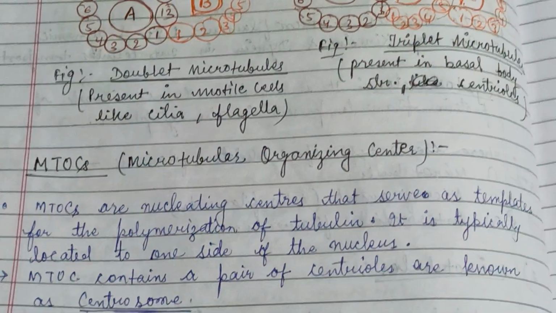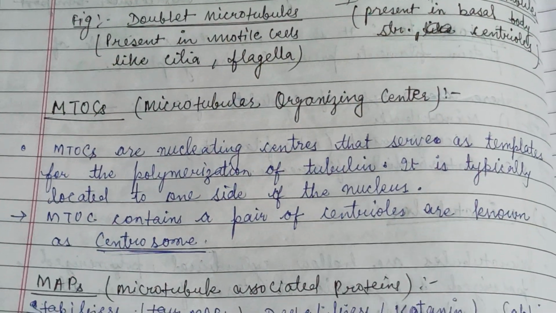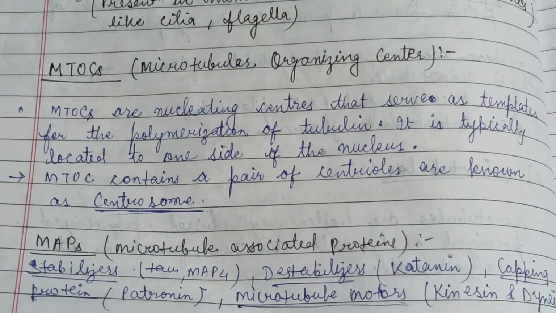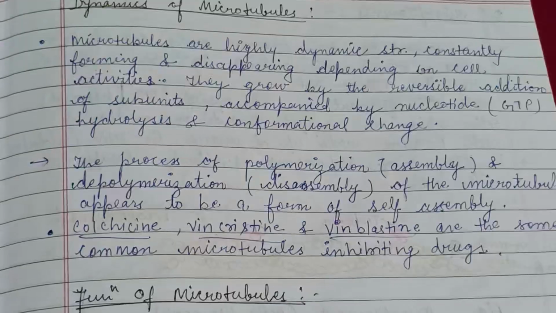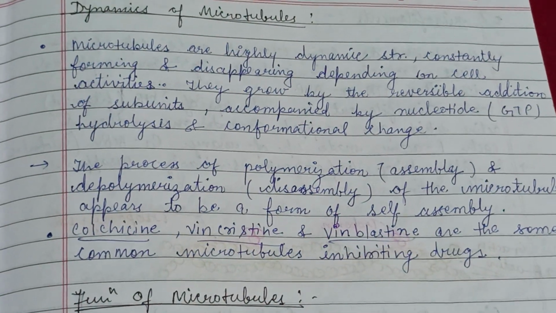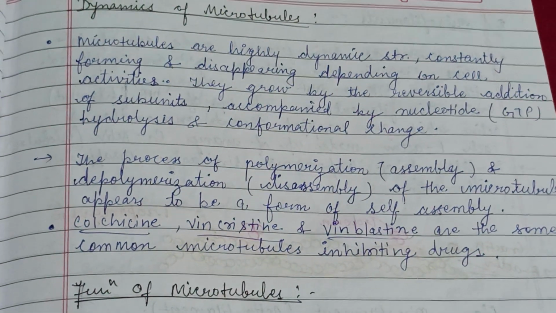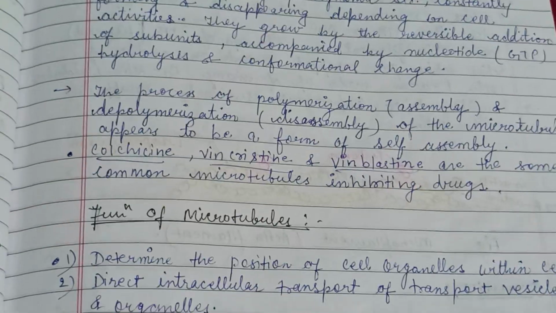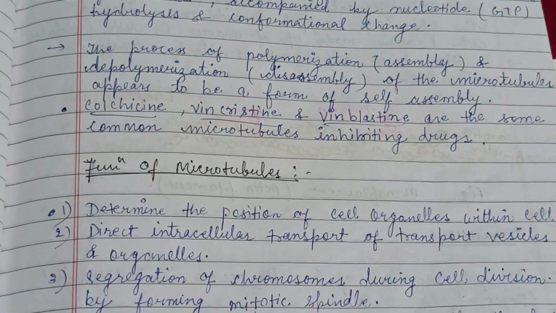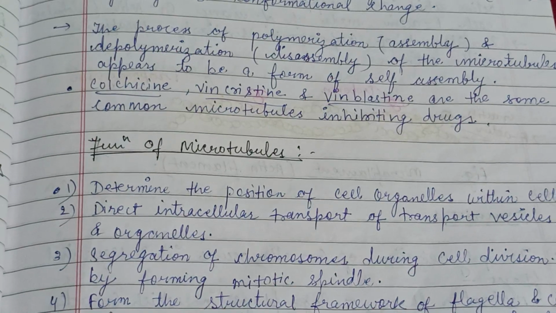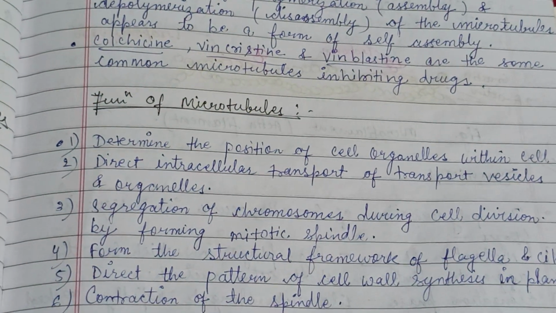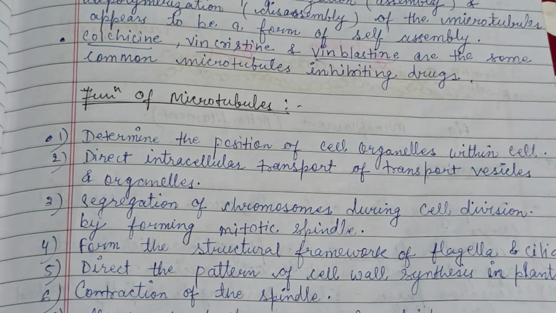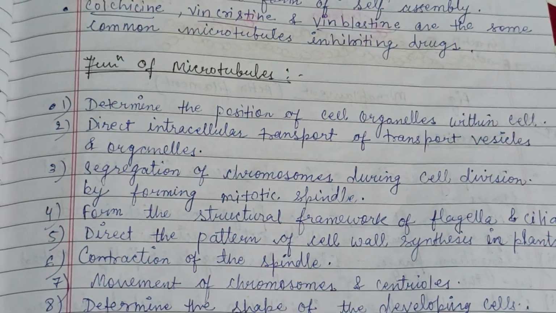MTOCs are the microtubule organizing centers, the nucleating centers that serve as a template for the polymerization of the tubulin. These are highly dynamic structures, constantly forming and disappearing depending on the cell activities. The process of polymerization (assembly) and depolymerization (disassembly) of the microtubules appears to be a form of self-assembly. Colchicine, vincristine and vinblastine are some common microtubule inhibiting drugs.